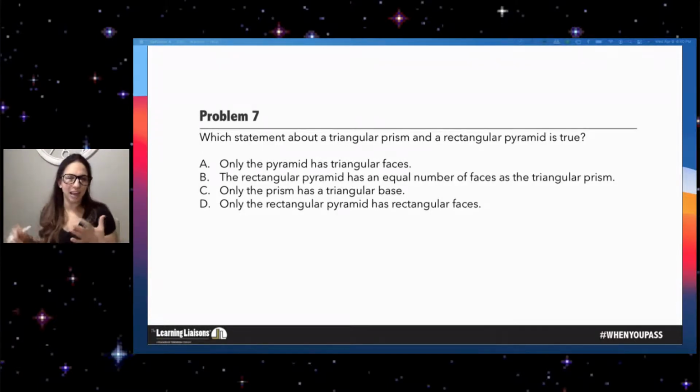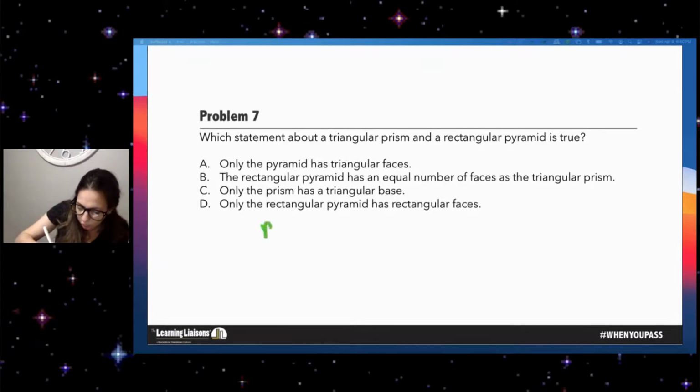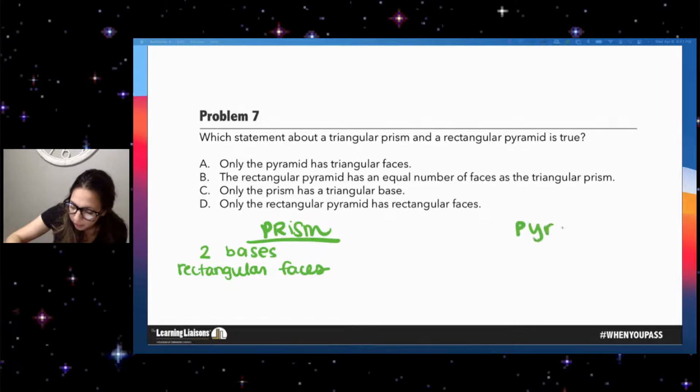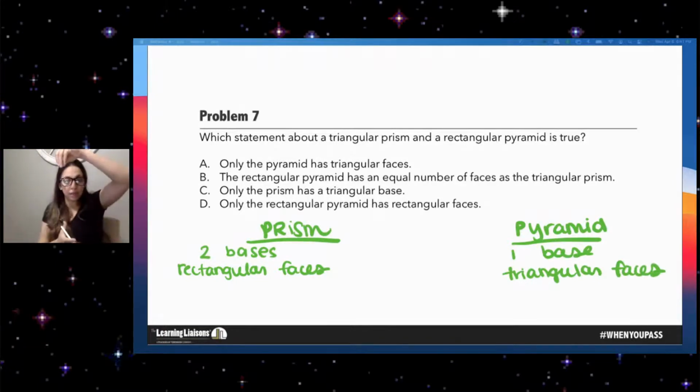In order to solve this kind of problem, we really have to understand the difference between a prism and a pyramid. A prism has 2 bases and rectangular faces closing out that shape. A pyramid has one base and triangular faces that extend upward to create that pyramid look at the top.